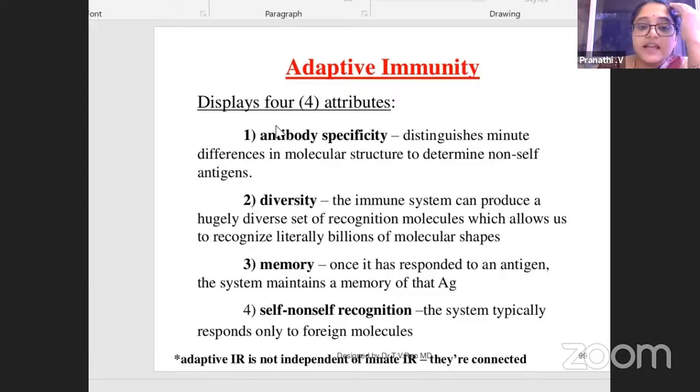Adaptive immunity again has different attributes. Antibody specificity, diversity, memory cells, and self and non-self recognition. And it distinguishes minute differences. Depending upon the kind of antigen that is there, it will adapt itself. It has memory cells which help in recognizing the antigens that are present. And you have non-self antigens, which recognize the different kinds of antigens.